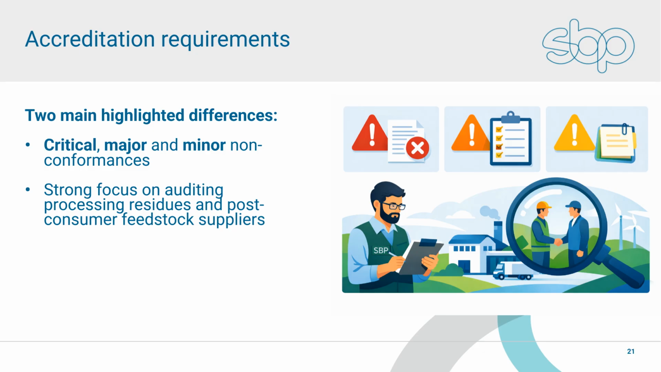The second main difference concerns auditing of processing residues and post-consumer feedstock suppliers. Because these feedstocks are exempt from EU RED sustainability criteria, robust verification is critical. Auditors must sample at least the square root of the total number of such suppliers, or 10%, whichever is higher, and the sample should be risk-based with an element of random selection. The existence of the point of origin and the volume supplied must be checked, and the sample should vary from year to year.